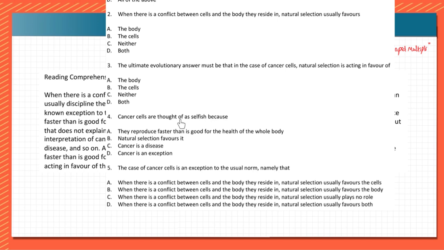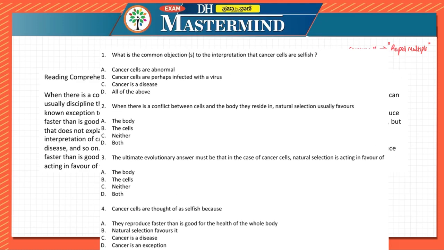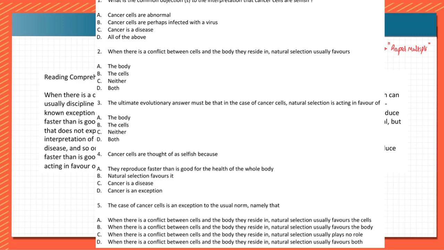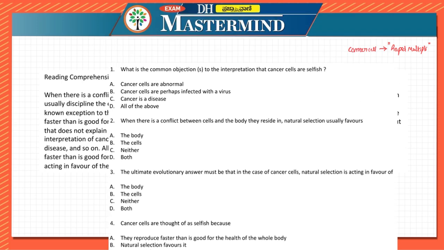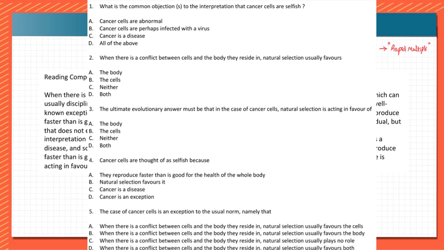Cancer cells are thought of as selfish because they reproduce faster than is good for the health of the whole body. So here also, for the fourth question, the answer is A, because they have mentioned this directly. There is another question related to the common objection. In that also they have mentioned this, so we'll look at that also.